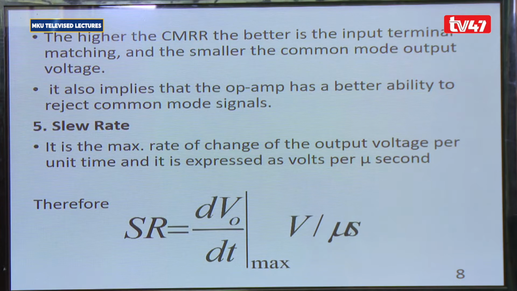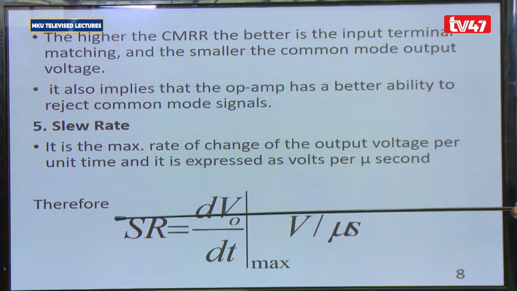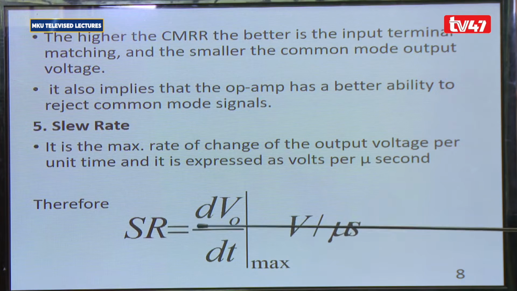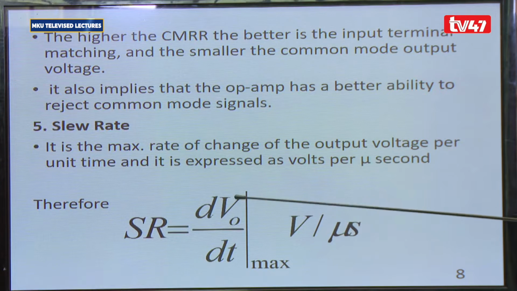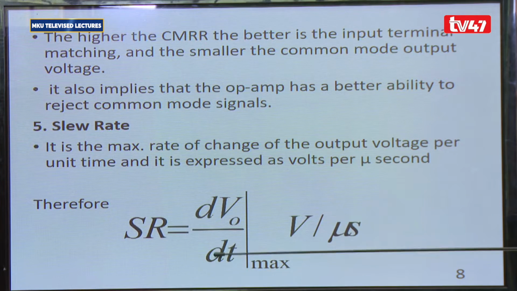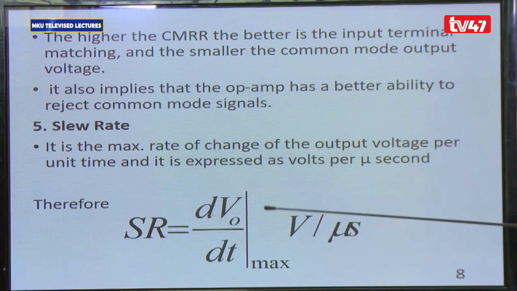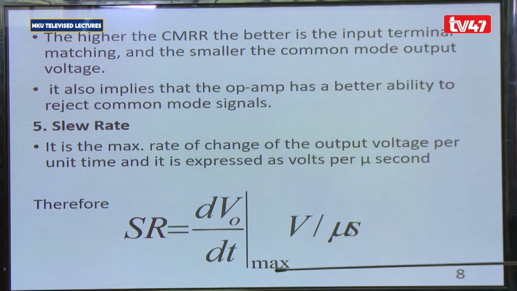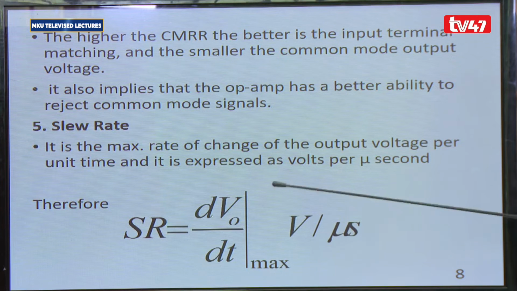Slew rate is defined as the maximum rate of change of the output voltage per unit time, and it is expressed as volts per microsecond. So therefore, SR, which represents our slew rate, is equal to dVout over dt. Vout represents our output voltage, and dt is a change in time. We are talking about the maximum rate of change, and we express that in volts per microsecond.